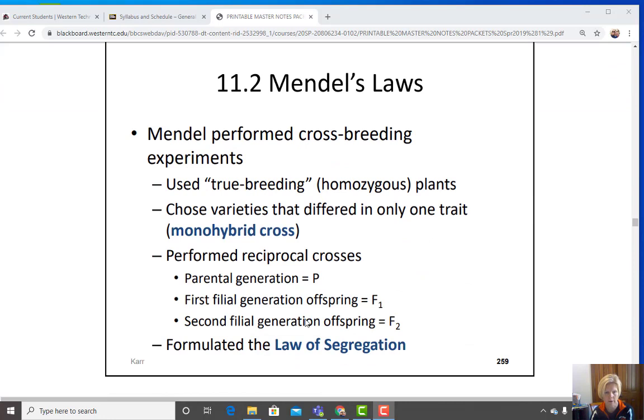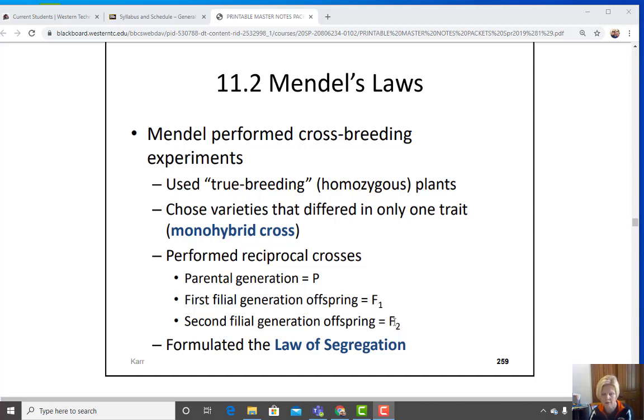But some terms we use for the generation that are the parents, we call that the P generation. So we're looking at the first set of plants that we're going to cross. And then the offspring we get from that first cross, we call that the F1 generation, or the first filial generation. For example, you are the F1 generation of your parents. But now if we cross the children, so if we cross the plants that result from the first set of parents, then we get the F2 generation, which would be the second filial generation. And we can see how traits are inherited from the first set of offspring to the second set of offspring.